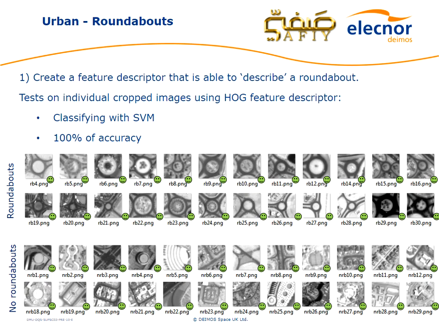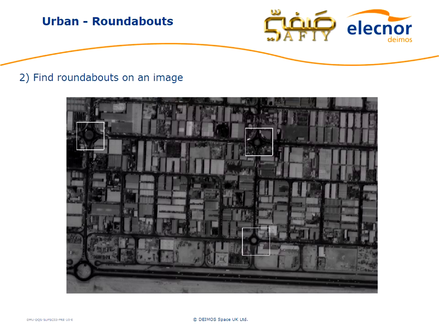And what we've done is create a feature descriptor which is using HOG. It's able to classify roundabouts because HOG is very good with shapes and roundabouts are round. So we get 100% accuracy in our test data, which is only, I think, 40 roundabouts and 40 non-roundabouts. Sometimes, depending on the configuration, it gets confused with these ones here because they are round, although they are buildings. And this is an example of the detection on the image.